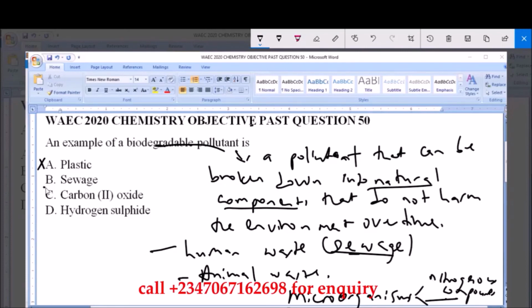Now, carbon monoxide is not a biodegradable pollutant. It's an air pollutant that also causes atmospheric problems in the ozone layer. And then hydrogen sulfide as well is also another gas which is not a biodegradable pollutant, similar to carbon monoxide. So as we have rightly established, option B, which is sewage, is the answer to this question.